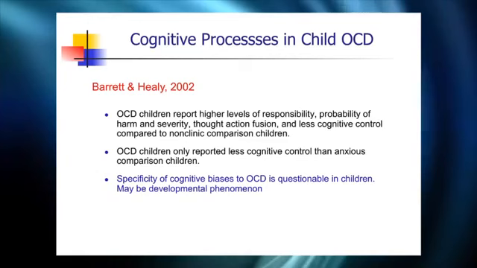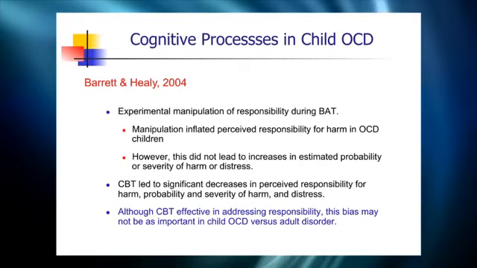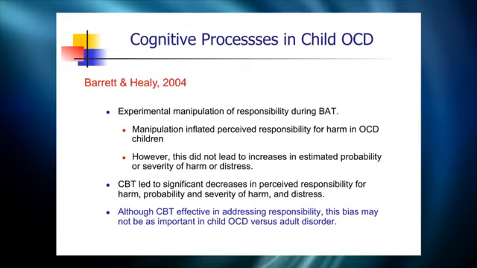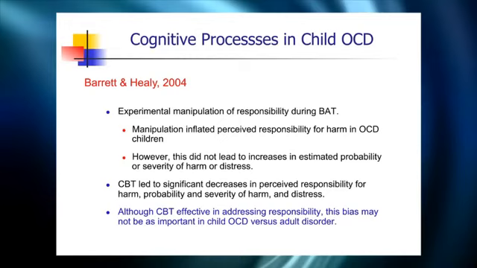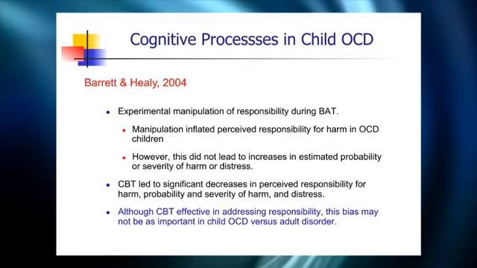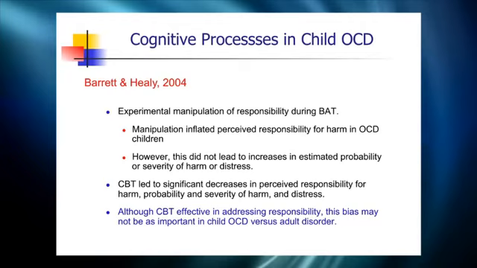The next study that Barrett and Healy did was an experimental manipulation of responsibility. They had the kids in a behavioral avoidance task. They identified something on the children's fear hierarchy that triggered anxiety or their obsessions, and then manipulated their responsibility for the bad thing happening. As an example, they said, if this is crooked, you feel that your mom is going to die. So I want you to sign this piece of paper that says, if my mom dies, it is completely 100% my fault, to try to increase the responsibility associated with their OCD.